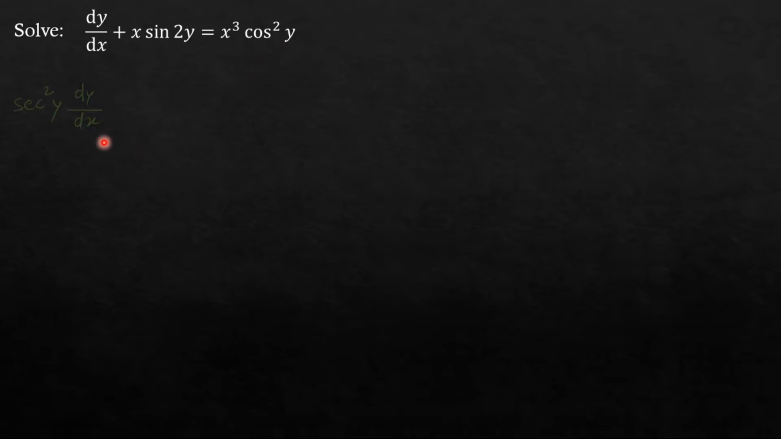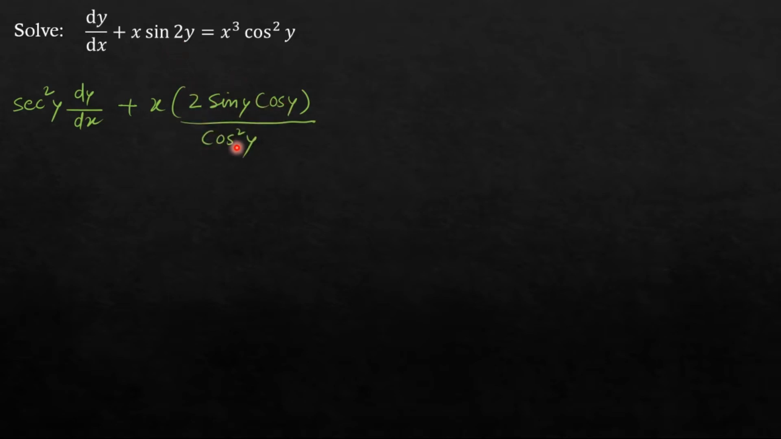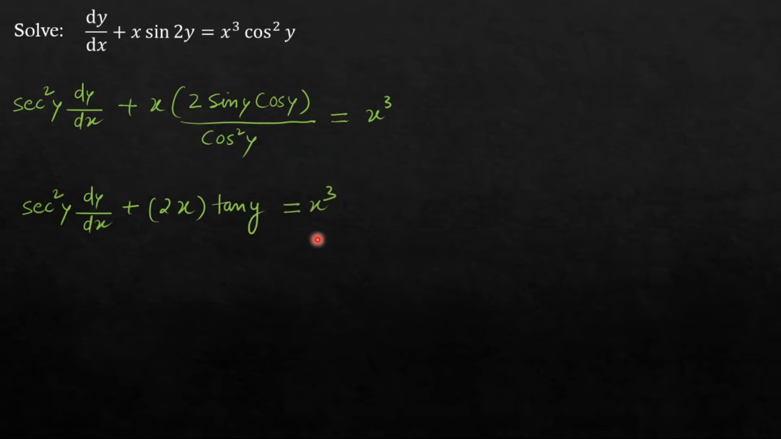So we will get sec square y dy by dx plus x into, I can write sin 2y as 2 sin y cos y. In place of sin 2y I am writing 2 sin y cos y, divided by cos square y, is equal to x cube. I have divided both sides by cos square y. So we get sec square y dy by dx plus 2x into tan y is equal to x cube.